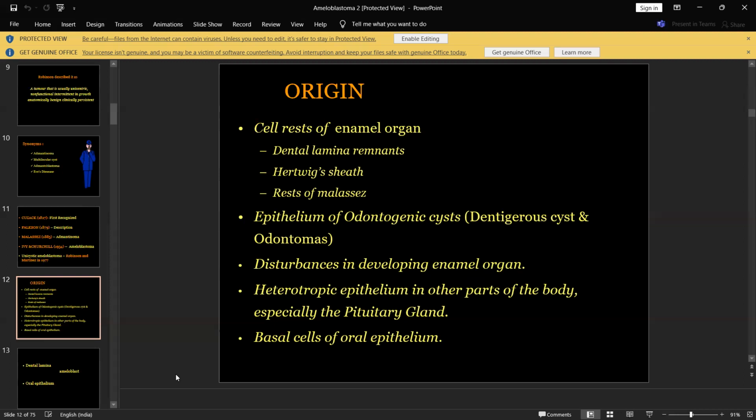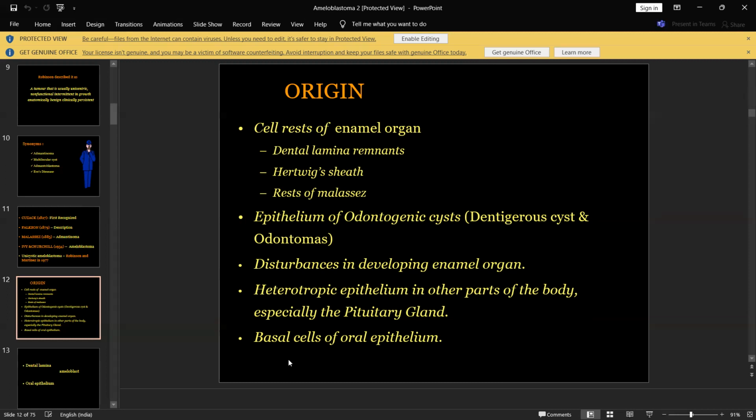The epithelium of odontogenic cyst gives rise to dentigerous cyst and odontomes. Any disturbance in the developing enamel organ, you get heterotopic epithelium in other parts of the body, especially in the pituitary. Then basal cells of oral epithelium. So these are the particular regions of origin where it can arise from.